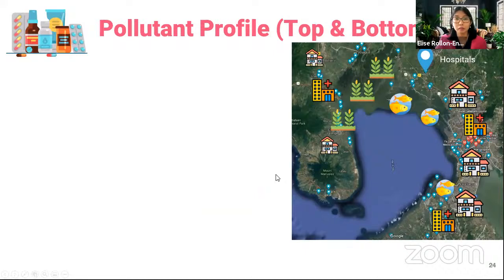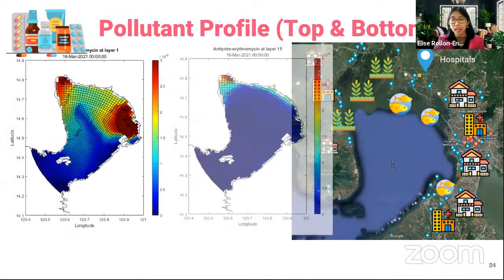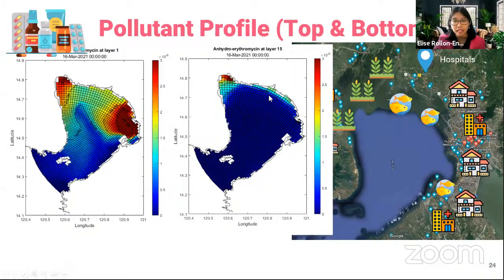We also look at another spatial concentration of pollutants from the top layer to the bottom layer. And we can see that the high pollutant concentration is at the Pampanga, Bulacan area. And again, those are the shallow areas near the agricultural and aquaculture areas. Thus, they may be affected by this pollutant concentration.